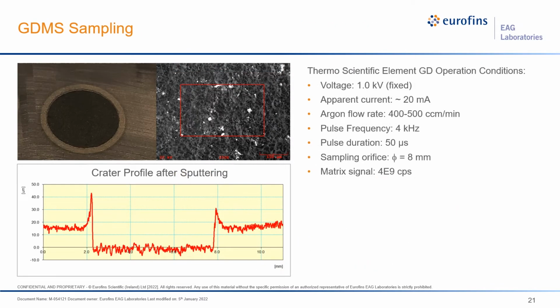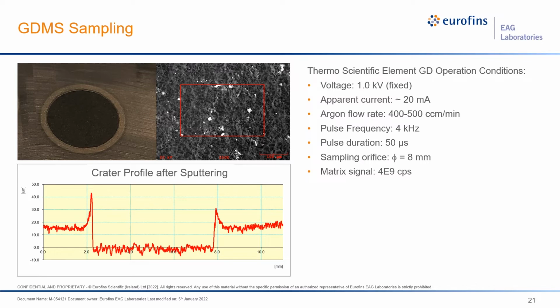behaviors. Here is an example of analyzing graphite blocks with GDMS. A typical sampling size is 8 mm diameter, and this is the crater morphology of the analysis. This is actually the crater size. You can see it has an 8 mm diameter and a depth of approximately 20 micrometers. So it has a pretty large representative sampling volume.